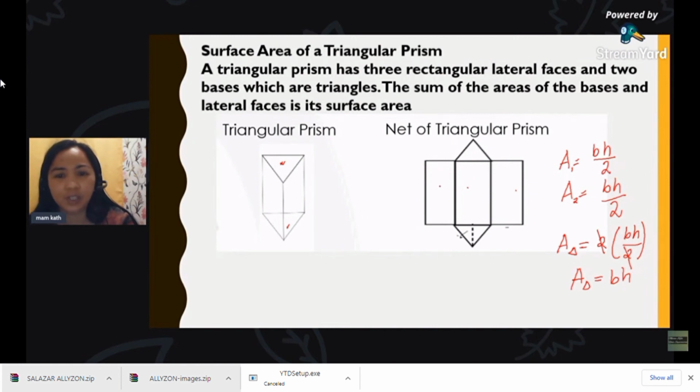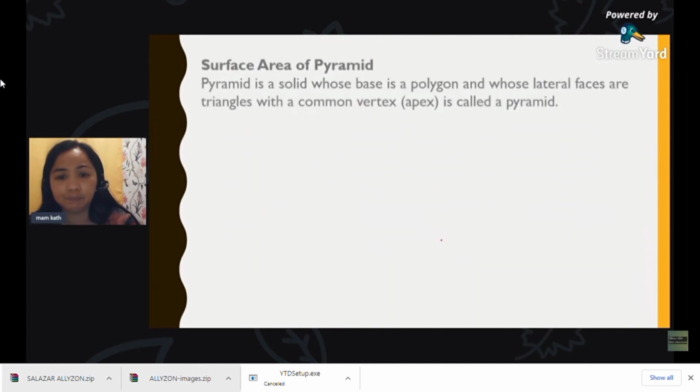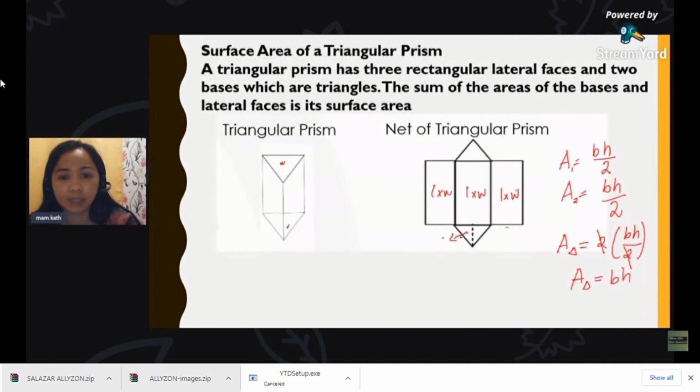Now, for these three rectangles, you also add their surface area. That is only length times width. Let's say for an example, this is 5 and this is 4 and the length is 6. Let's say for an example.